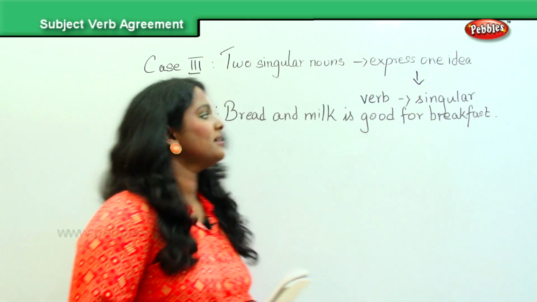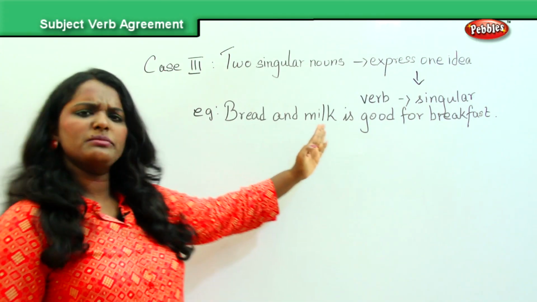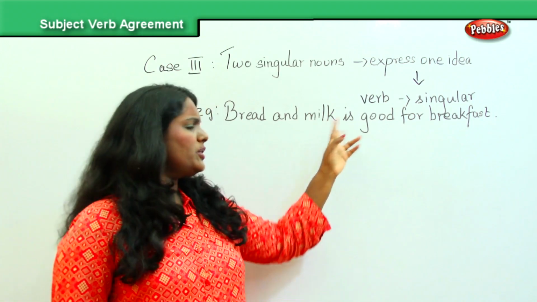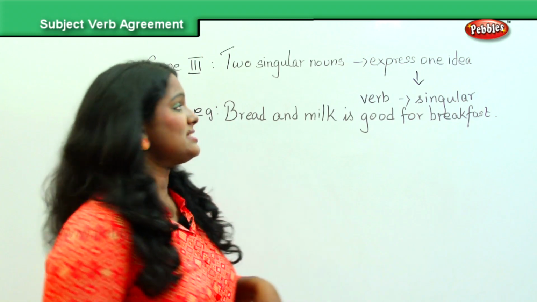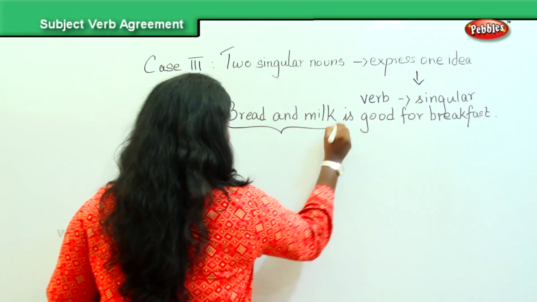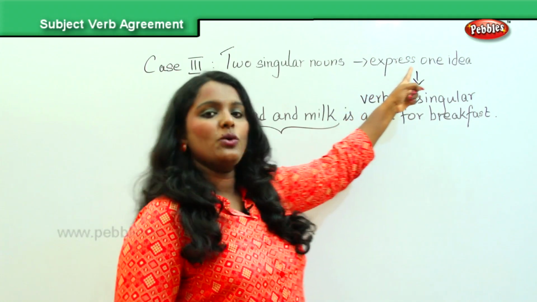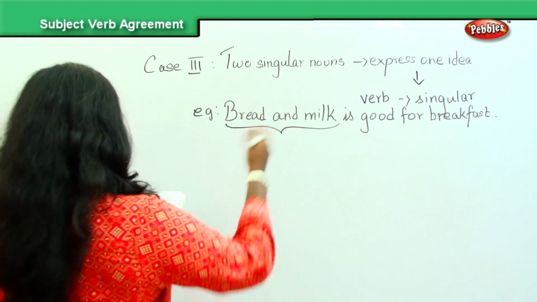Bread and milk is good for breakfast, right? Now, bread and milk, they are two different things. Why did you write this? It should be are, is the question many students ask me. So, let me explain that bread and milk together express one idea. Am I right? So, that is why my verb is singular.